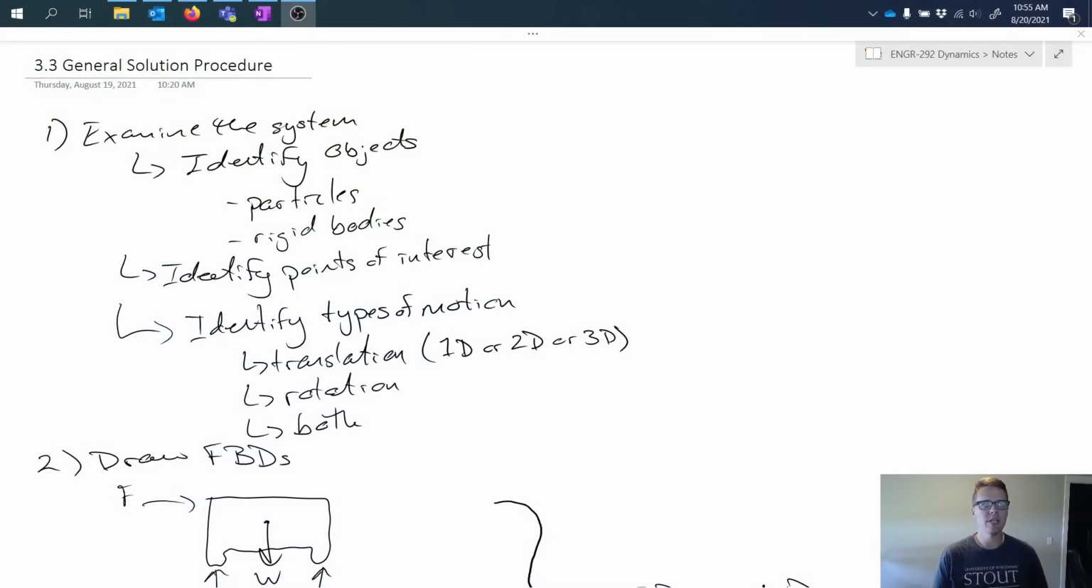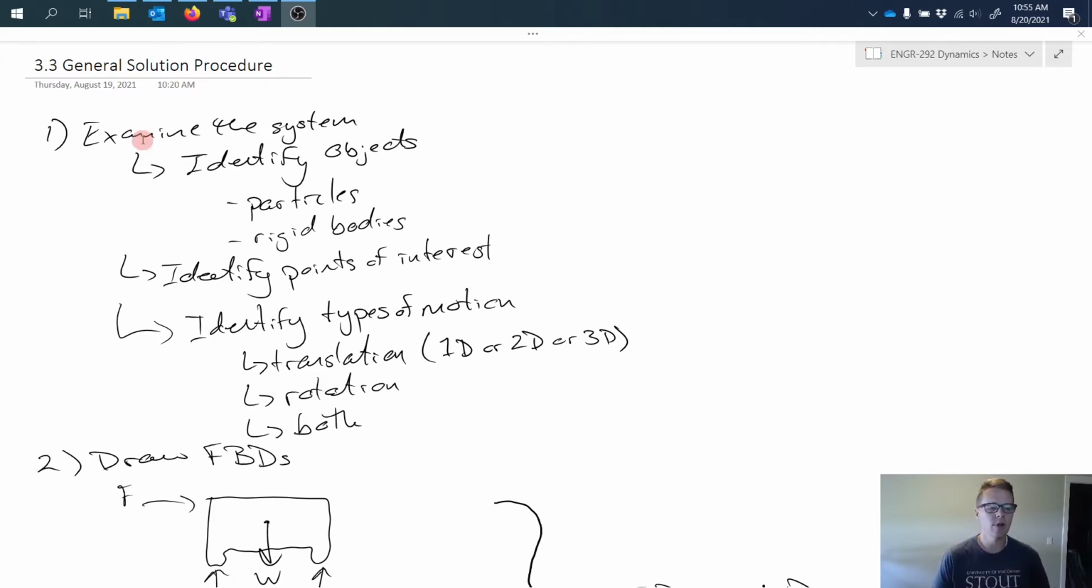Now that I've introduced some of the basic topics that form the foundation of our study of dynamics, I want to talk about a general procedure that we can use for solving dynamic problems. And this will lead us into some of the more specific cases and specific tools that we'll develop over the next few videos. This general procedure follows a very similar process to pretty much anything that we would use when we're solving engineering problems.